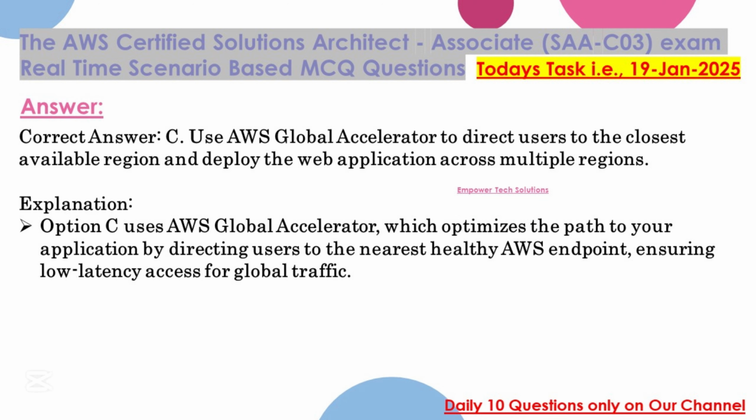Correct answer: C. Use AWS Global Accelerator to direct users to the closest available region and deploy the web application across multiple regions. Explanation: Option C uses AWS Global Accelerator, which optimizes the path to your application by directing users to the nearest healthy AWS endpoint, ensuring low-latency access for global traffic.